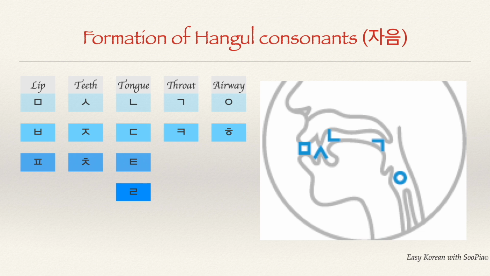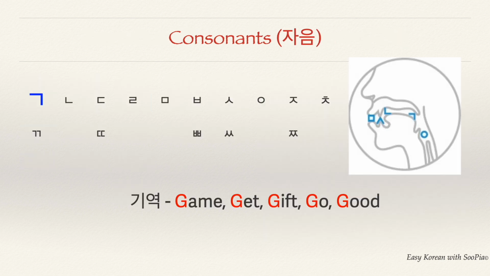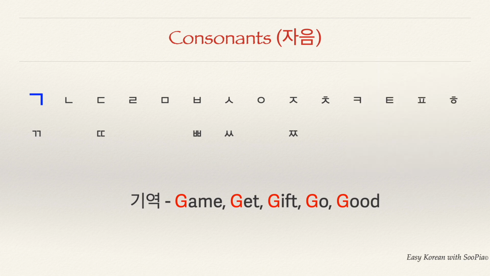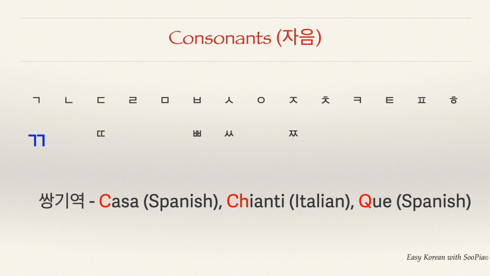Let's then deep dive into all consonants of Korean. The first consonant is called 기역. It is the g sound you get through vibration of your throat. It is very similar to the English G sound. 쌍기역 stands for the double sound of 기역. There are not many English words with this g sound.